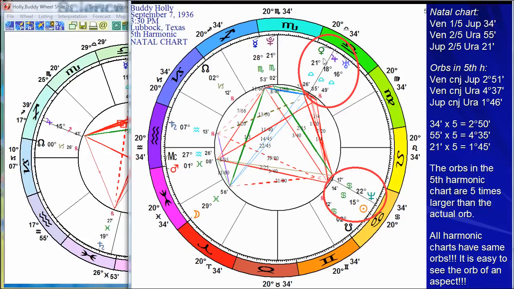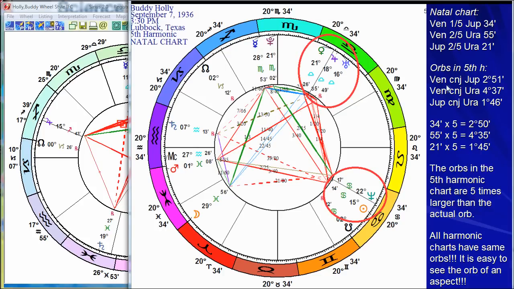The orb of the conjunction that turns that 1/5 aspect into a conjunction is going to be 5 times bigger. And here I've done the arithmetic. 34 minutes times 5 is 2 degrees 50 minutes. The actual orb must be slightly larger than 34 minutes because more precisely it's 2 degrees 51 minutes. So here I've done the arithmetic on the orbs. The Venus 2/5 Uranus orb is 55 minutes, almost a degree. Multiply that by 5, you get 4 degrees 35 minutes, which, rounded off more precisely, is 4 degrees 37 minutes.